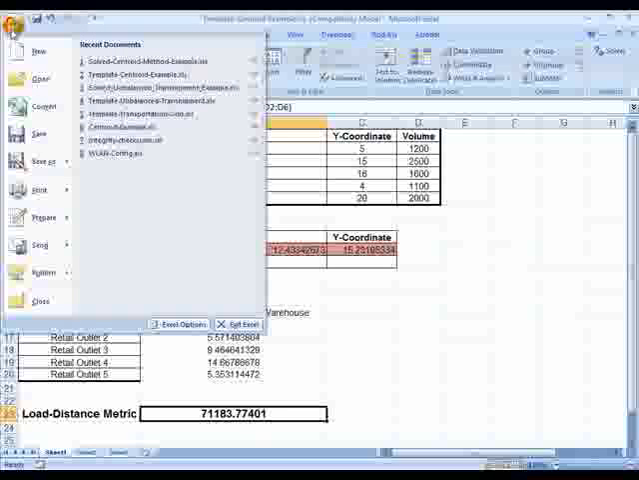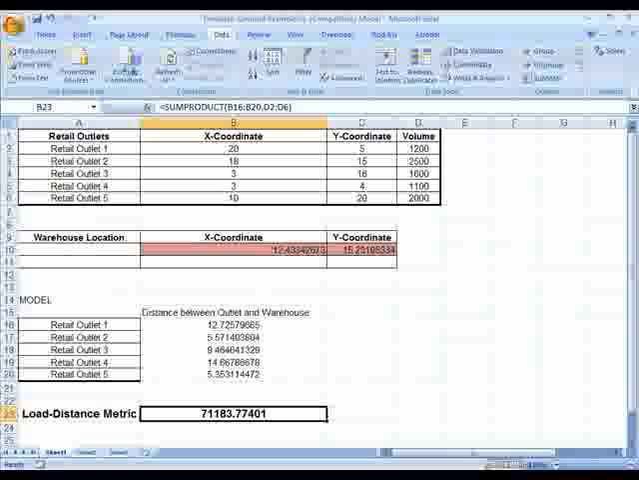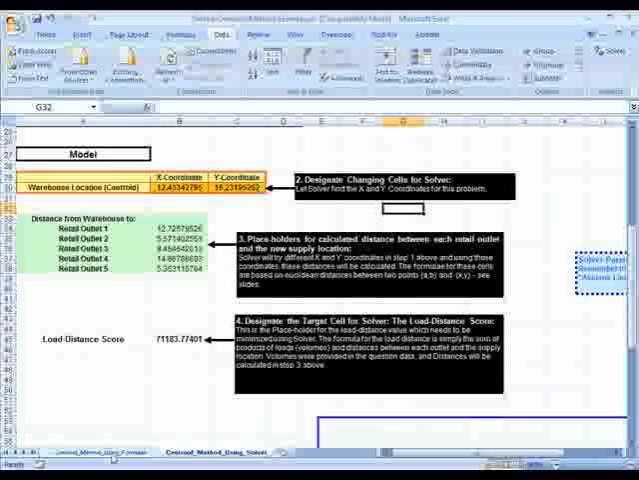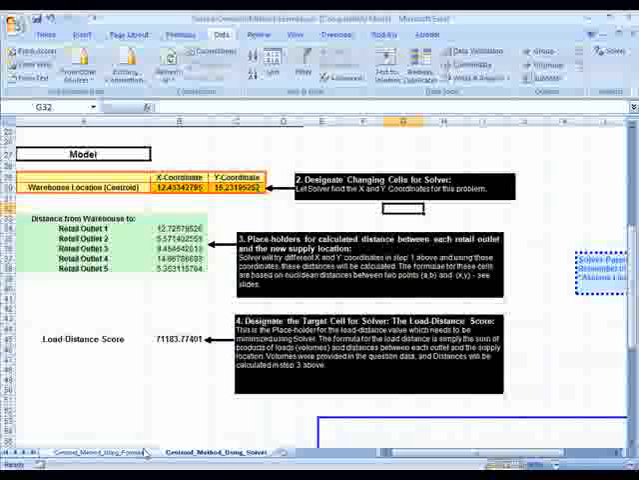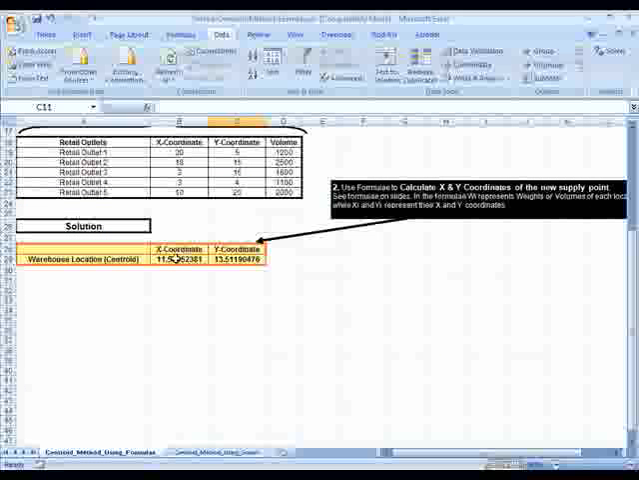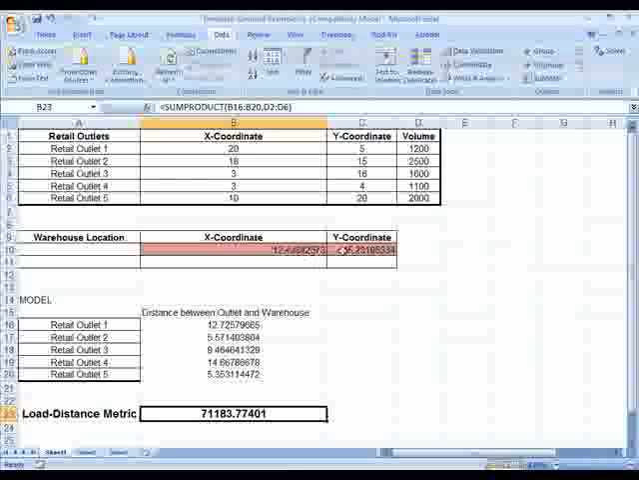Let's see how this compares to the solution that we found using the centroid method using our formula. That was 11.5 and 13.5. So pretty close, if you look at the solution that was provided by the centroid method and the solution provided using Solver. So they are close, but this is going to be even more optimal than the centroid method approach itself.